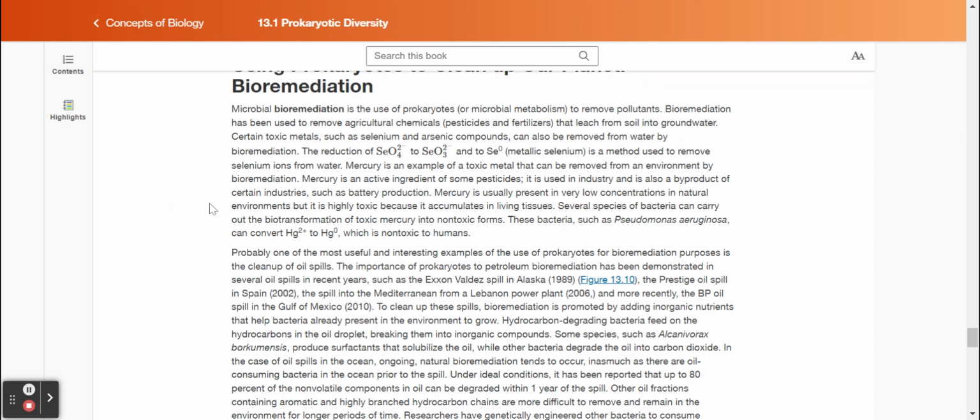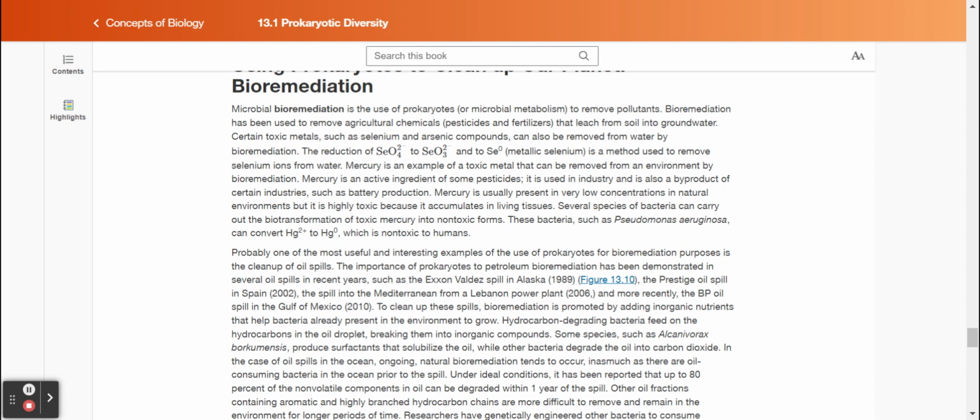The reduction of SeO4 2- to SeO3 2- and to SeO, metallic selenium, is a method used to remove selenium ions from water. Mercury is an example of a toxic metal that can be removed from an environment by bioremediation. Mercury is an active ingredient of some pesticides. It is used in industry and is also a byproduct of certain industries, such as battery production.